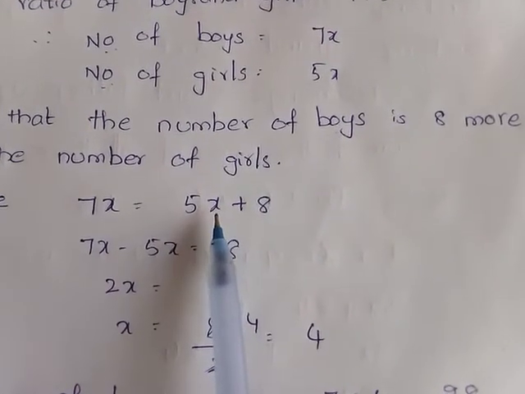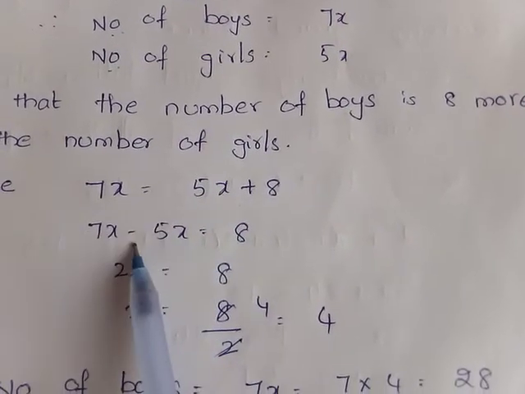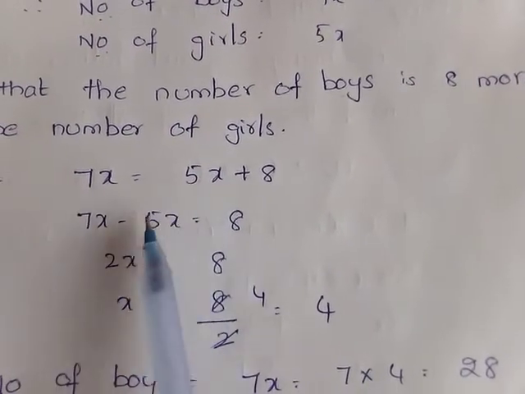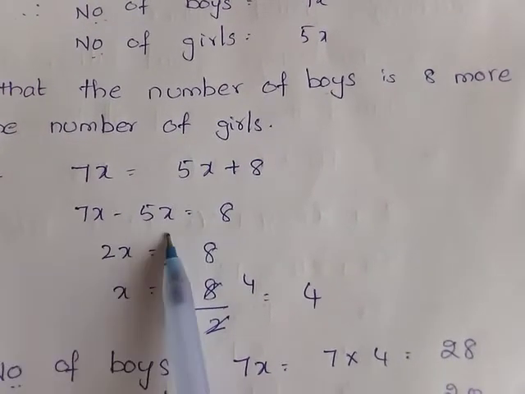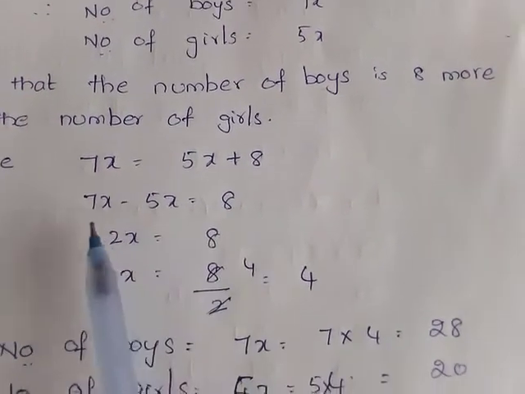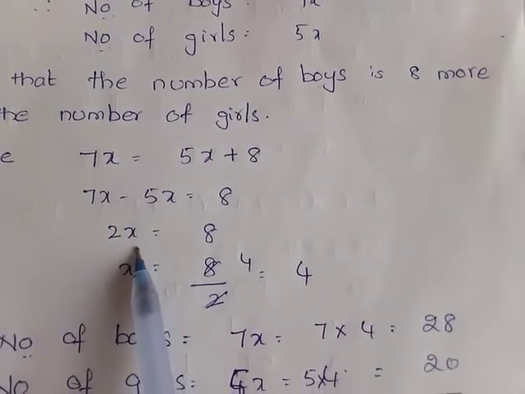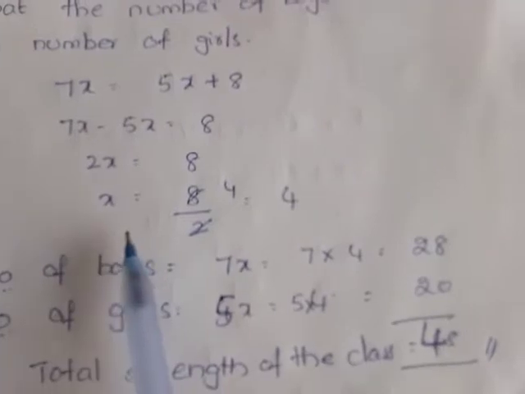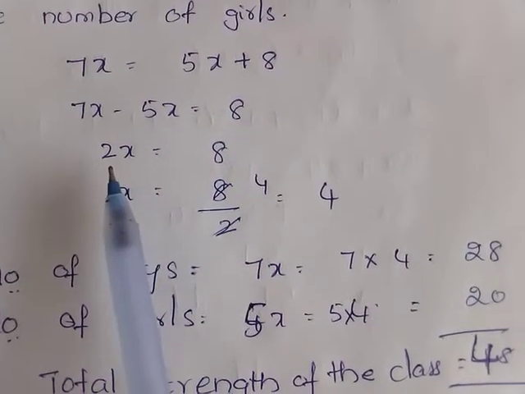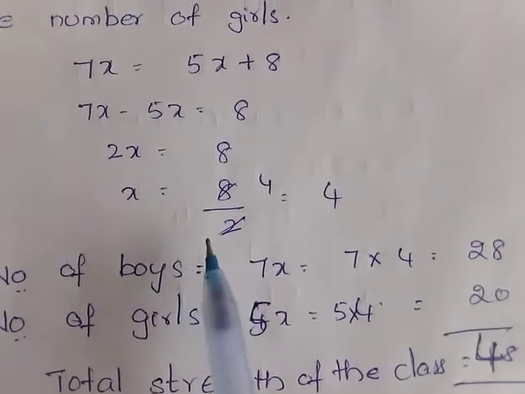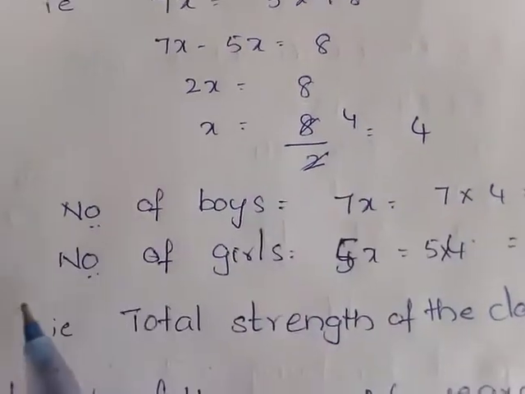I am writing all the x terms to one side. So bringing this side, here it is plus; when it comes to this side it becomes minus. So 7x minus 5x is equal to 8. 7 minus 5 is equal to 2, that is 2x is equal to 8. And x is equal to 8 by 2. It is multiplying here; when it comes this side it divides. 2 4s are 8, so x is equal to 4.